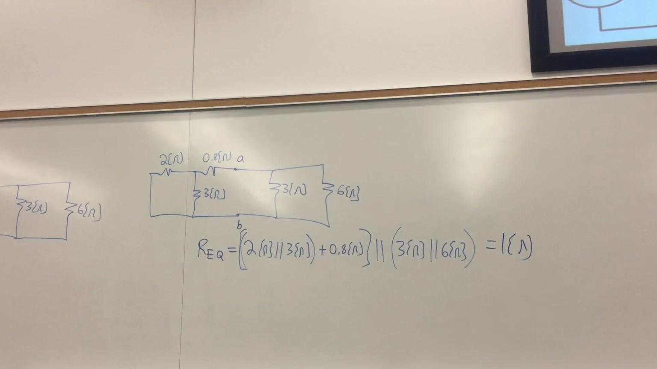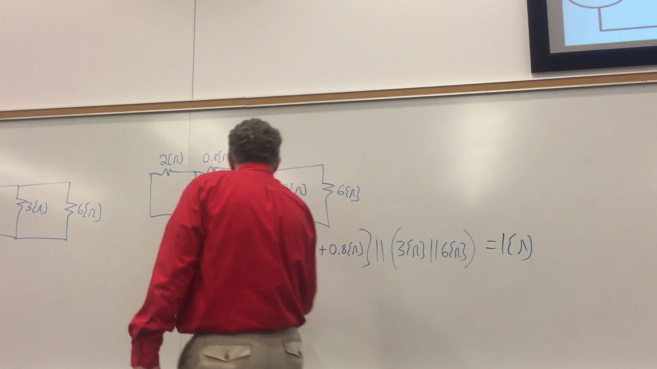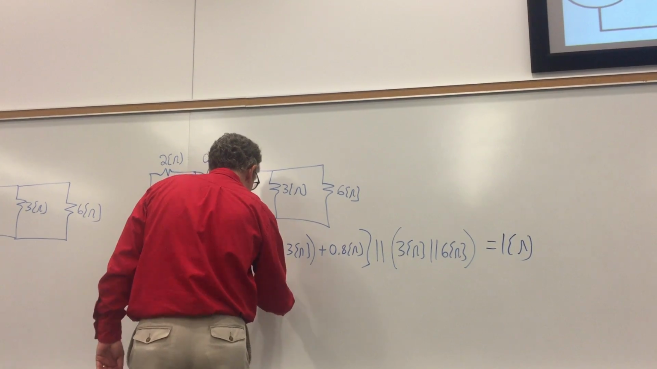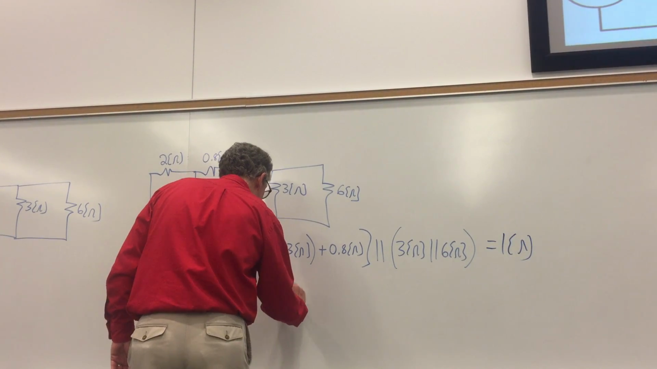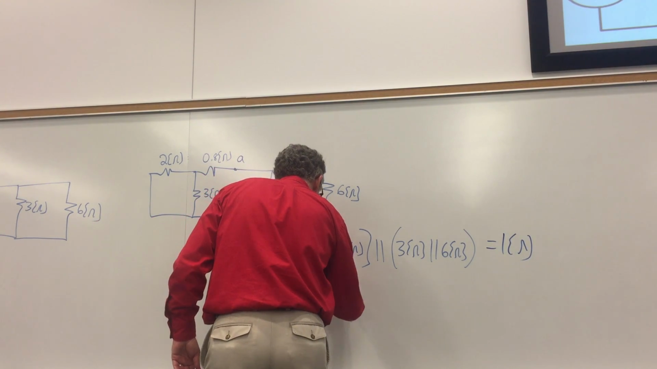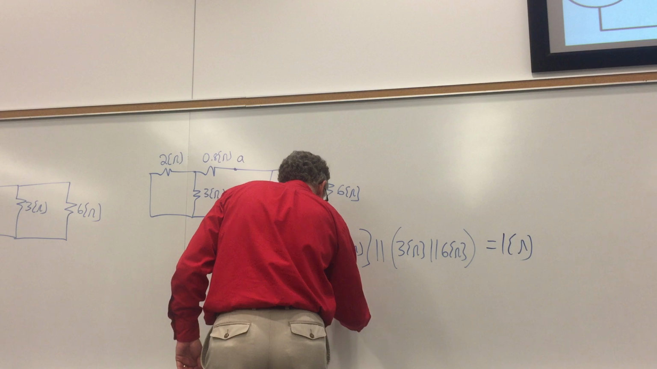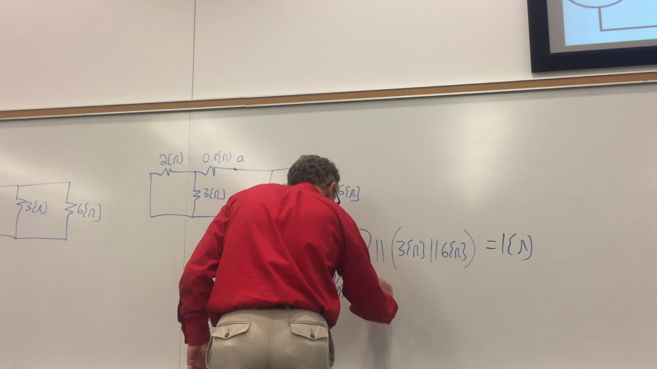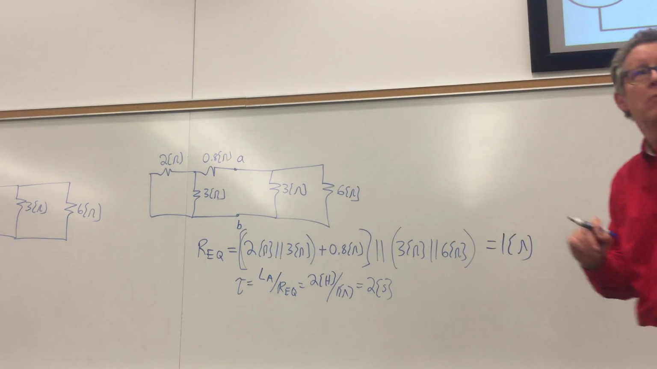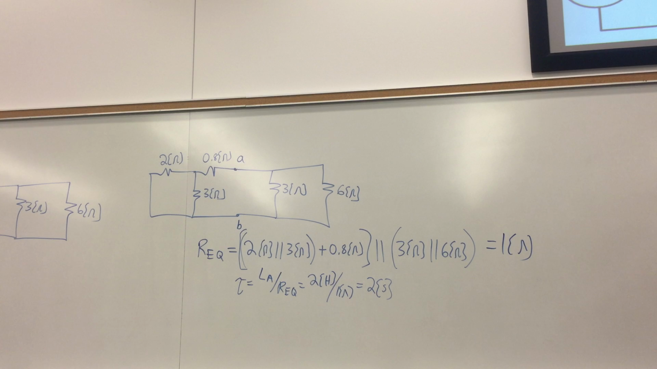Don't expect the numbers will ever be that nice when I design it. But there it is. Which means the time constant is pretty easy. Tau, which is equal to L over R equivalent, which is 2 henries over 1 ohm, which is 2 seconds. You've got a time constant. What else do we need?